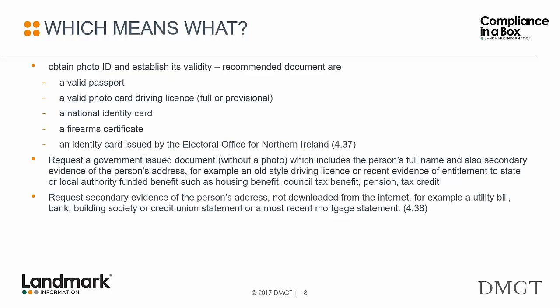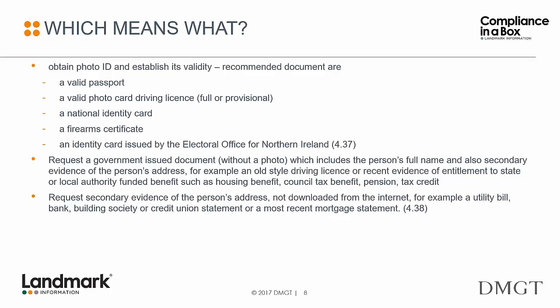You could request a government-issued document without a photo, which includes the person's full name and also secondary evidence of the person's address, such as an old-style driving licence, or recent evidence of entitlement to state or local authority funded benefits, such as housing benefits or council tax benefits, and so on. And you could request secondary evidence of the person's address, but not downloaded from the internet.